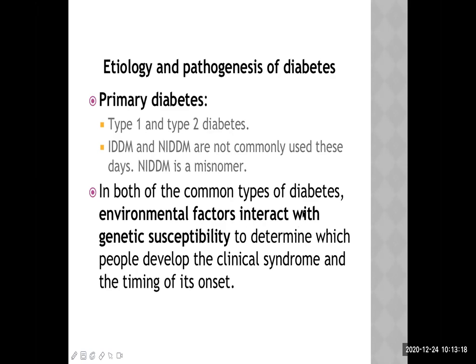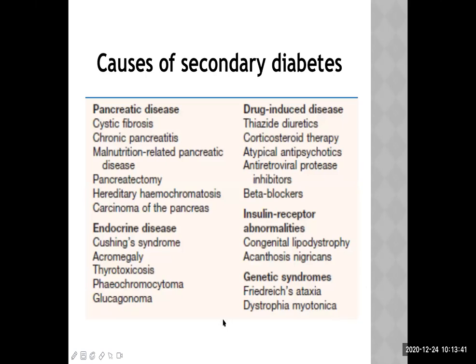In both of the common types of diabetes, the environmental factors interact with genetic susceptibility to determine which people develop the clinical syndrome and the timing of its onset. So there are two factors which combine with each other, genetic susceptibility and environmental factors, to cause diabetes. Now, these are the primary diabetes.